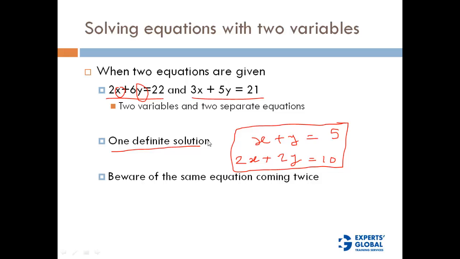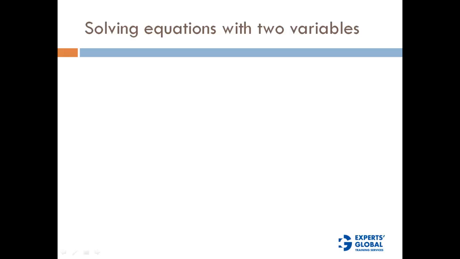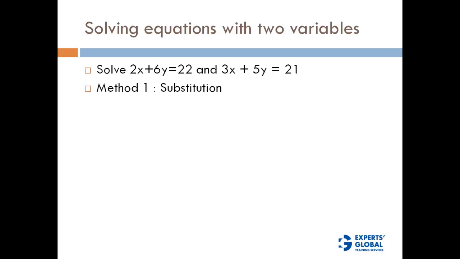We know how to solve equations with one variable. Now we will see how to solve equations with two variables. So let's look at how to solve equations with two variables. We'll look at the same equations, 2x plus 6y is equal to 22 and 3x plus 5y is equal to 21. And there are two methods to go about solving these equations, and both methods are similar. So let's look at the first method, which is called substitution.